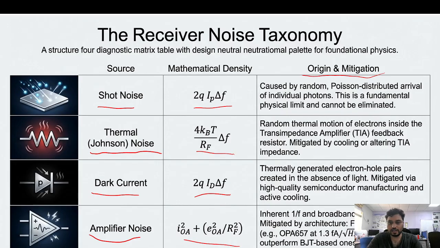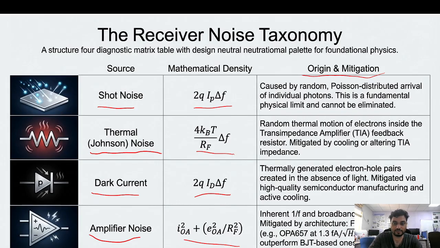Shot noise is caused by the random Poisson-distributed arrival of individual photons. This is a fundamental physical limit and cannot be eliminated. It is a random arrival of photons. It can't be 100% eliminated, but if you use a very coherent laser, the number of photons per interval can be controlled somewhat, though not fully.